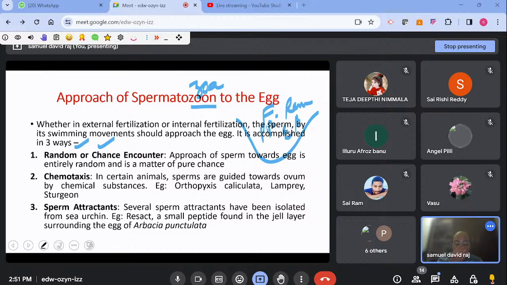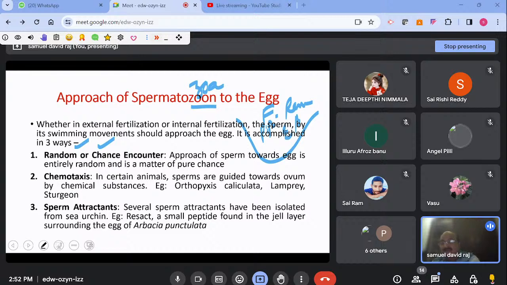So here what has to be done? The sperm has to reach the egg of its own species. During that, it may encounter certain obstacles like submerged plants, floating plants, and other animals that are predating on these sperms. So it has to overcome these and reach the destination, that is the ovum.